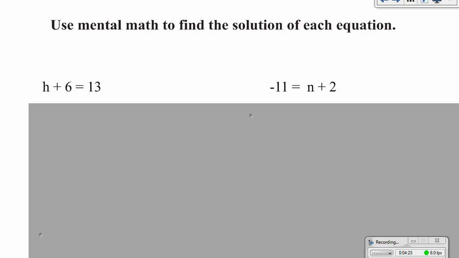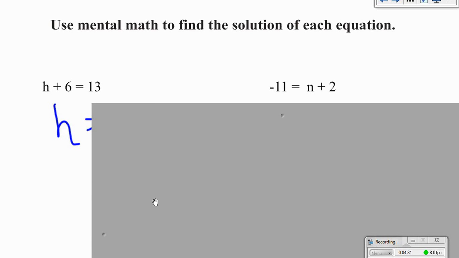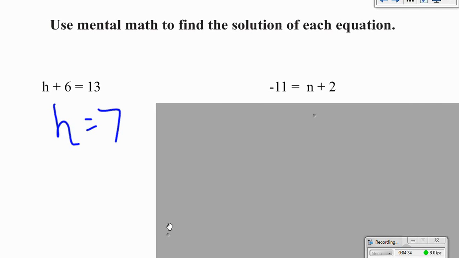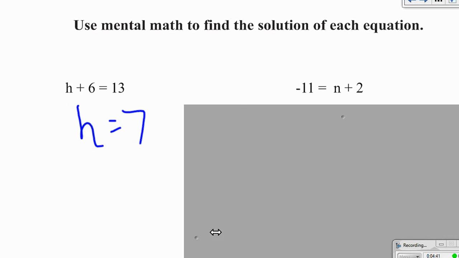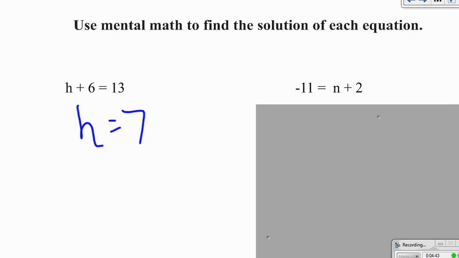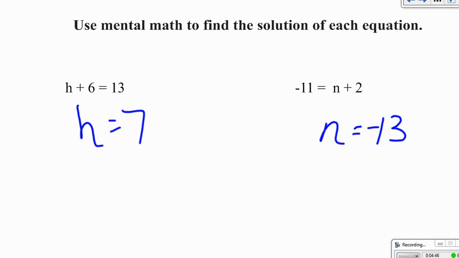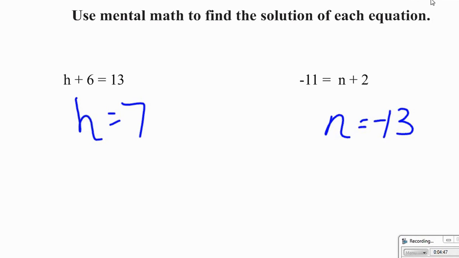Use mental math to find the solution for each equation. Think, what number plus 6 is going to be equal to 13? So h is going to be equal to 7. And then this one's a little tougher because we have a negative here. But what number plus 2 is going to equal negative 11? And would equal negative 13.